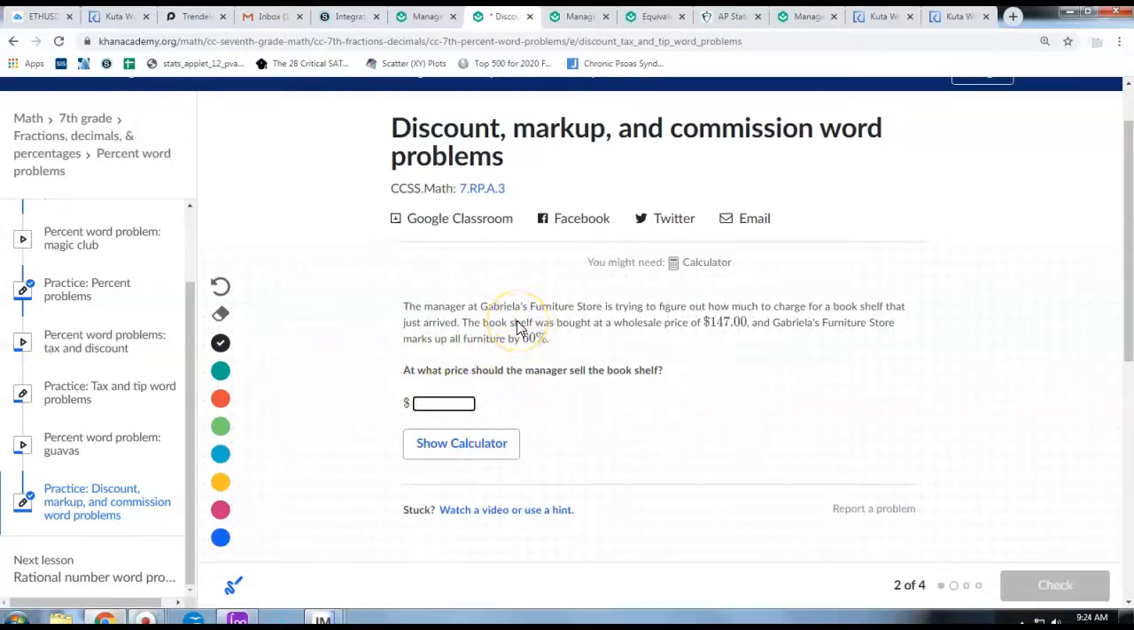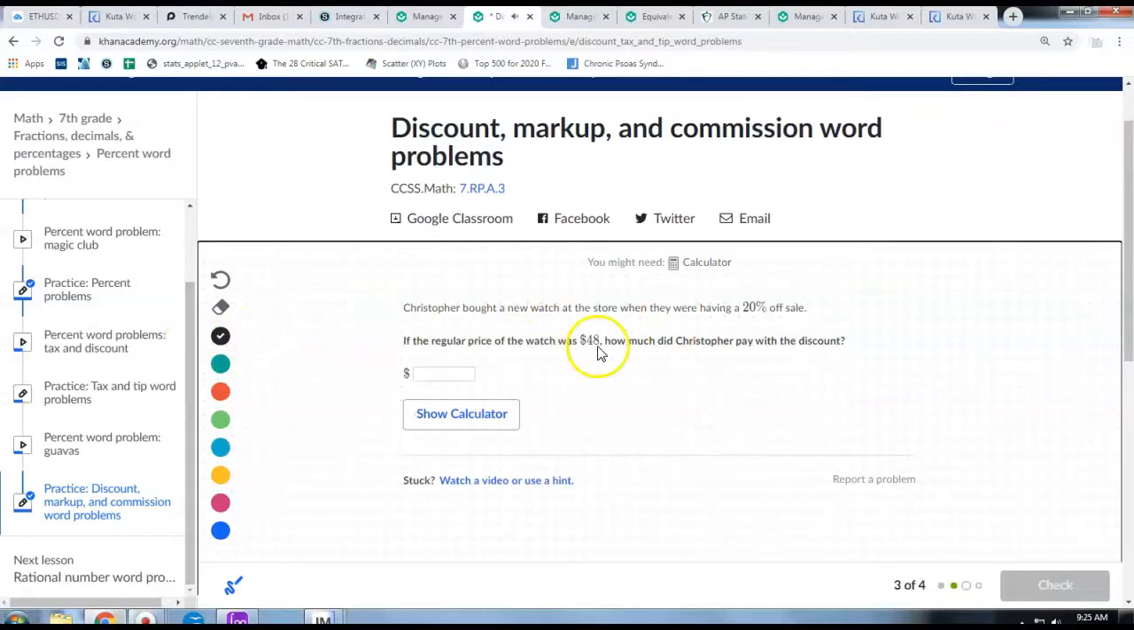Let's see. Manager Gabriella's, how much charge for bookshelf? It was bought for $147, and they mark up all furniture by 60%. What should the manager sell the bookshelf for? So you want to make sure you charge the original price. Plus, you want to make sure you charge 60% more because that's your profit. So 147 times 1.6, 235.2.